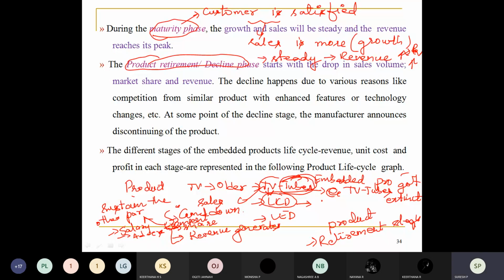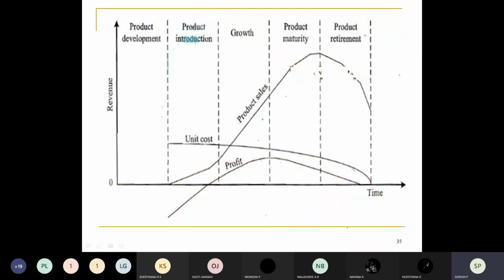Now, once you have this, we can see it here. We need to have the product development stage. In this phase, if we take it with respect to time and revenue, in the product life cycle it is design and development that you are going to have, in the product development phase. So I am going to invest the money.